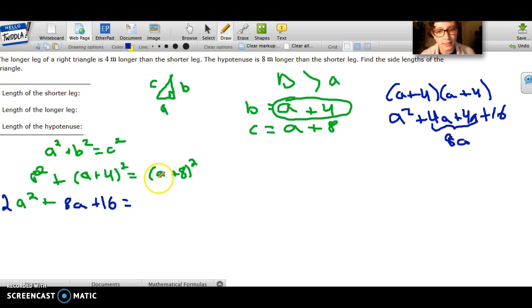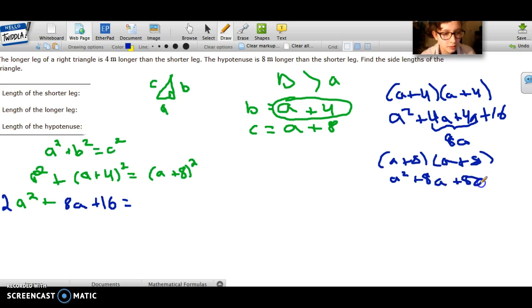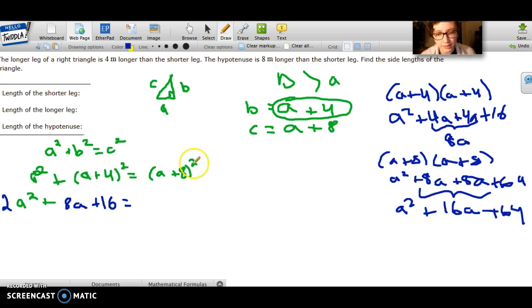Equals, and then let's find A plus 8 all squared, so A plus 8 times A plus 8. So A squared plus 8A plus 8A plus 64, and 8A plus 8A is 16A, so A squared plus 16A plus 64 is A plus 8 all squared. So we can set this equal to it: A squared plus 16A plus 64.